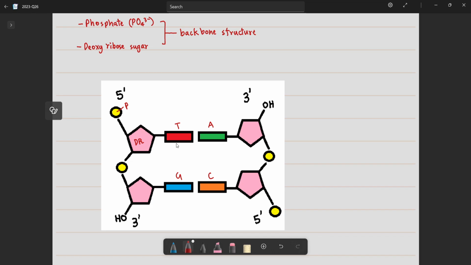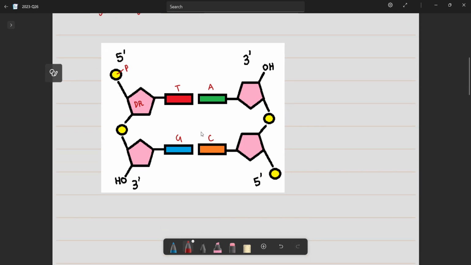Okay, so it could be any, but what matters the most is the base pairing. So adenine and thymine base pair with each other with two hydrogen bonds, and guanine and cytosine base pair with three hydrogen bonds.